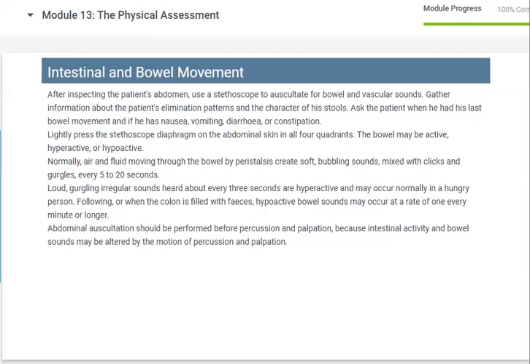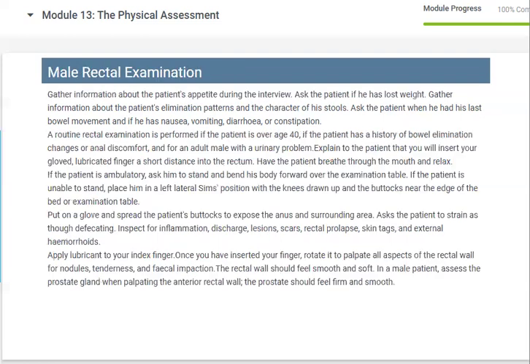Male rectal examination. Gather information about the patient's appetite during the interview. Ask the patient if he has lost weight. Gather information about the patient's elimination patterns and the character of his stools. Ask the patient when he had his last bowel movement and if he has nausea, vomiting, diarrhea, or constipation.